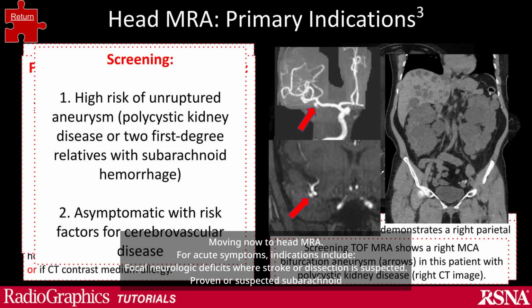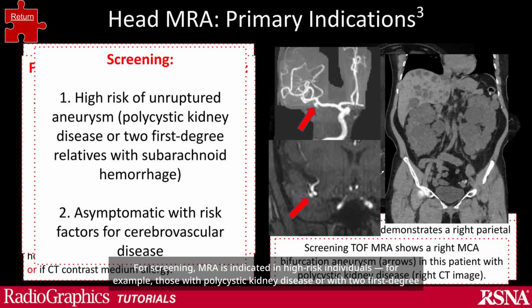For follow-up or subacute presentations, MRA is commonly used for surveillance of treated or untreated aneurysms, evaluation of high-flow vascular malformations, often prior to surgery, and assessment of central nervous system vasculitis.